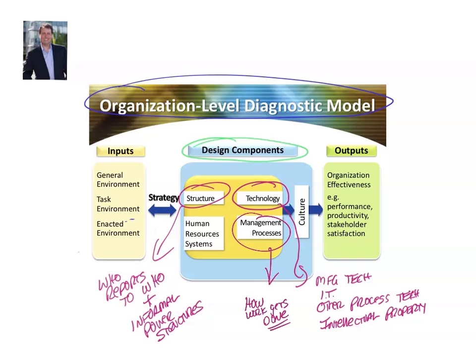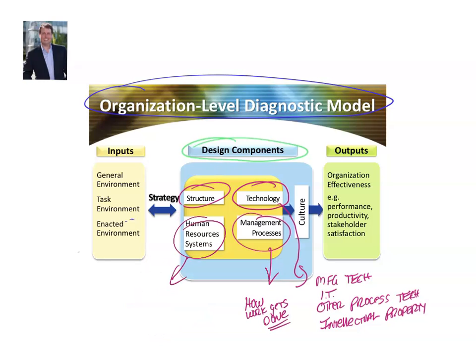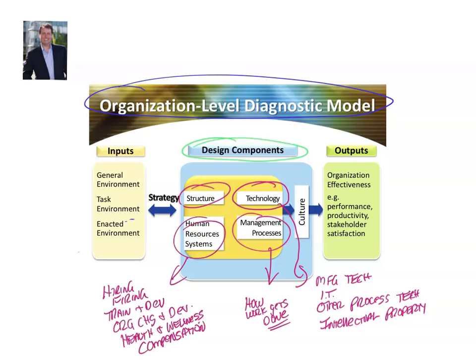Then human resources systems. What are human resources systems? Well, it's a lot of things you would be thinking about. Everything from hiring, firing, training and development, so org change and development, health and wellness, compensation, a lot of the things that we would associate with human resources.